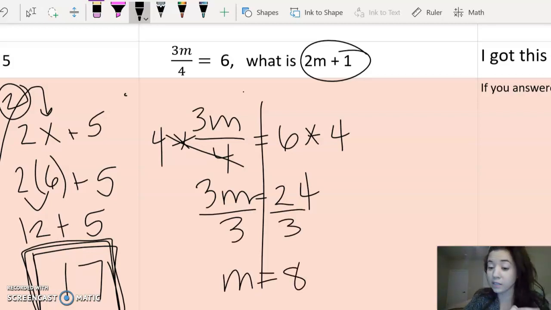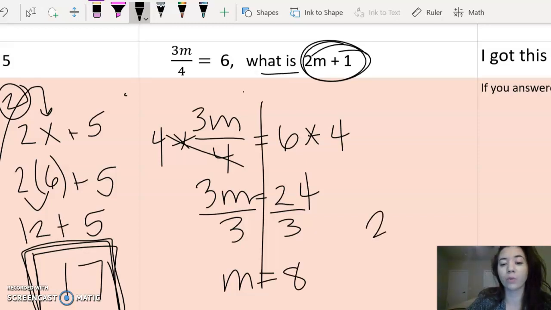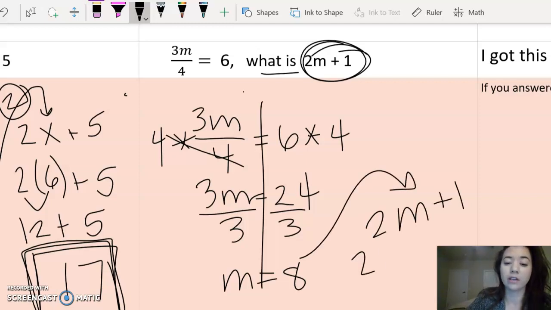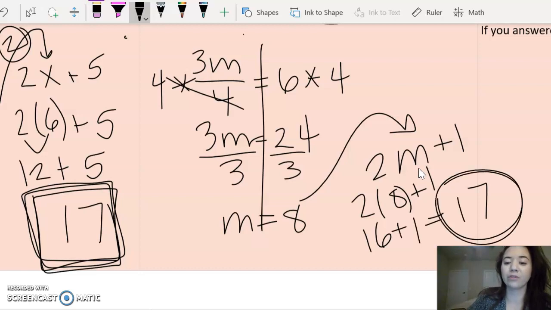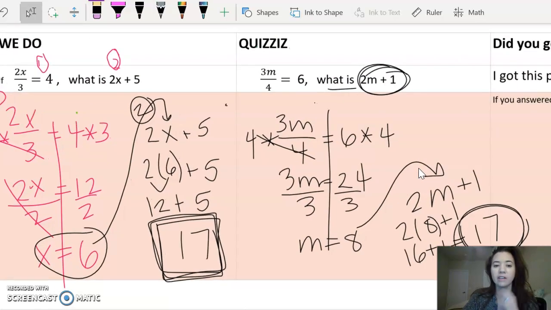But again, this wasn't asking for m. This was asking for what is 2m + 1. So we're going to take that 8 and plug it in. And we get 16 + 1, so we get 17. Ooh, two answers are 17.